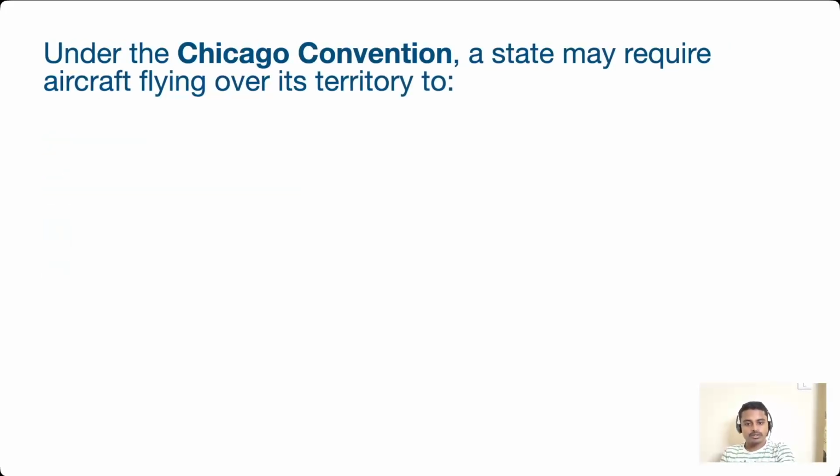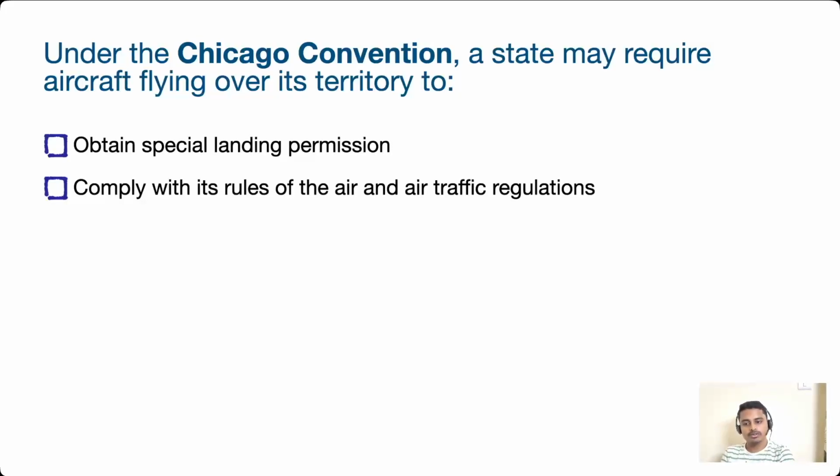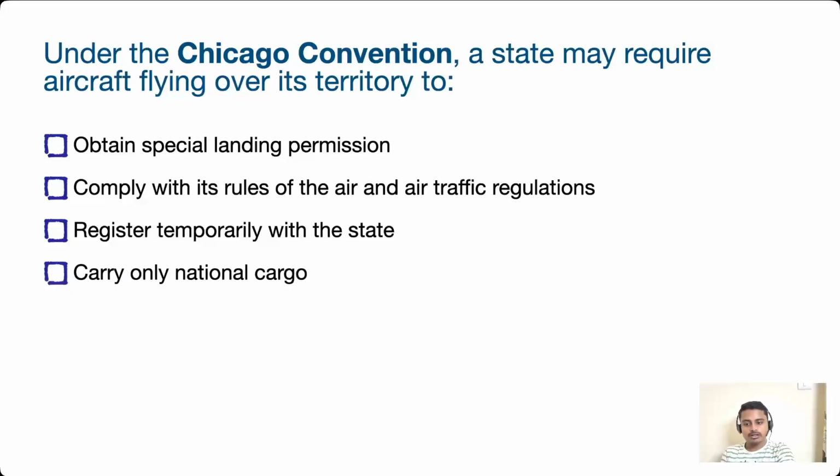Under the Chicago Convention, a state may require aircraft flying over its territory to obtain special landing permission, to comply with its rules of the air and air traffic regulations, register temporarily within the state, or carry only national cargo. So under the Chicago Convention, we know that as per Article 1, a country has complete authority over the airspace over its territory, and that is why they can require any aircraft flying over their territory to comply with the rules and regulations of their state.